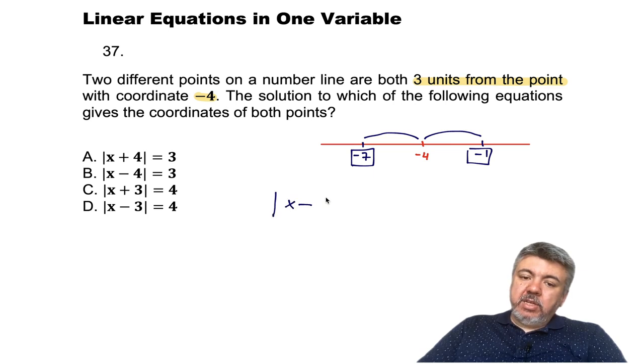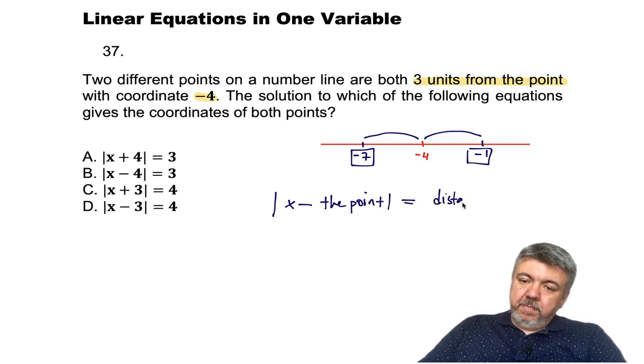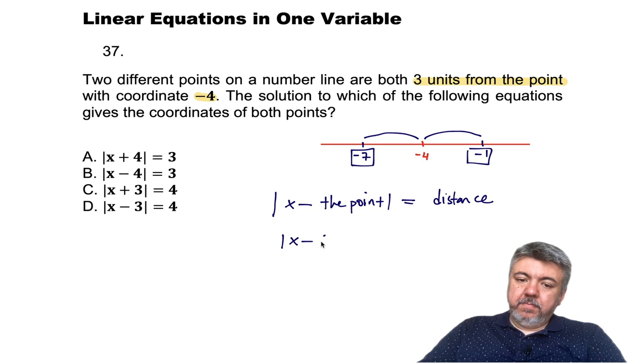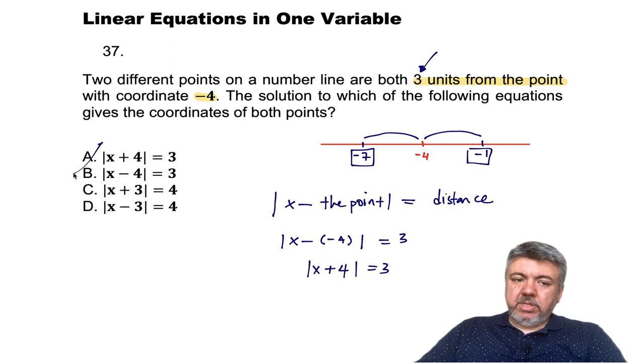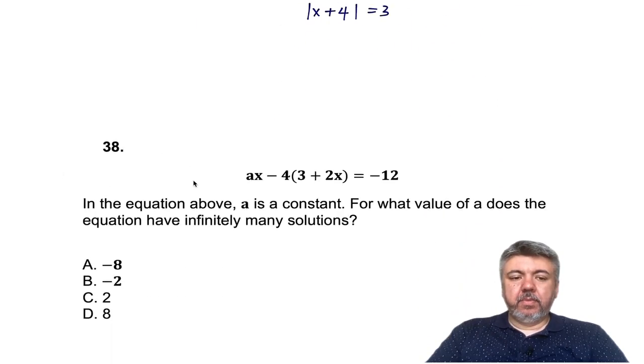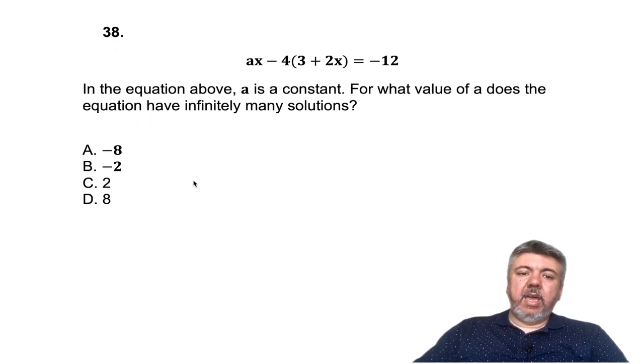x minus the point equals the distance. We can do it this way. So x minus the point, which is -4, equals the distance, 3 units. That is x plus 4 equals 3, which can be seen in part A, choice A. Question 38.